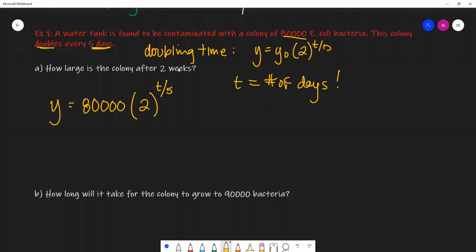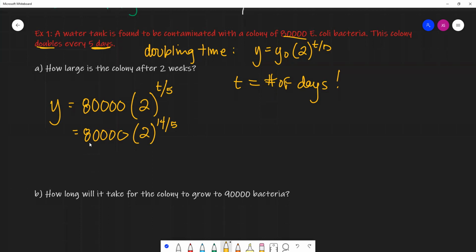So if I'm looking at 2 weeks, how many days is that? That is 14. So I need to plug in 14 for t. So 80,000 times 2 to the power of 14 over 5, okay? And then from there, it's just putting it into your calculator. So I'll go ahead and give you a second to do that.